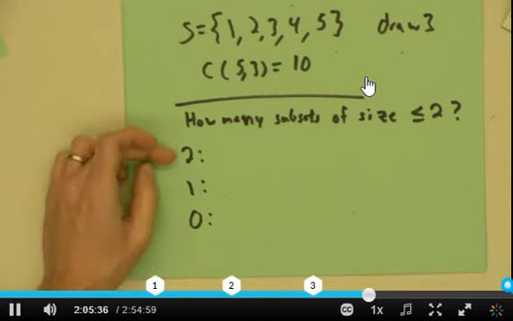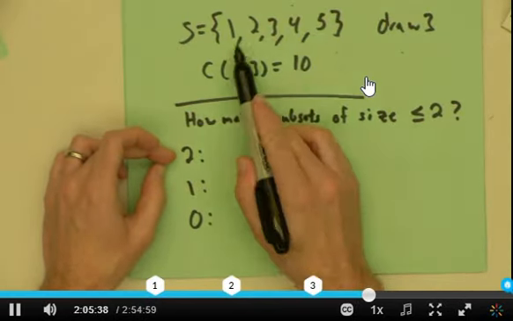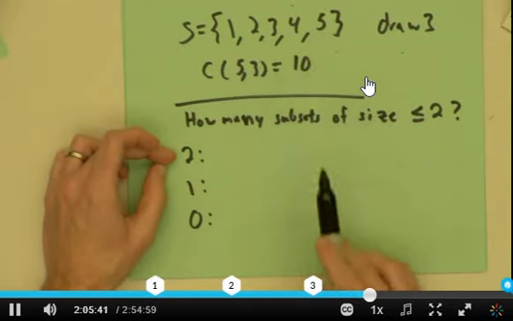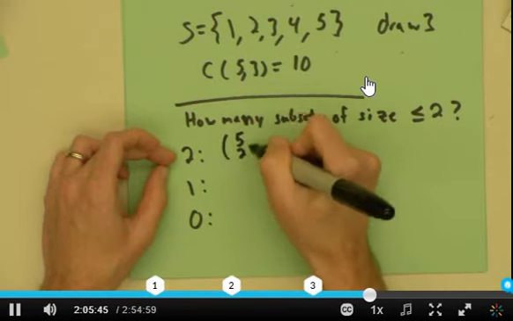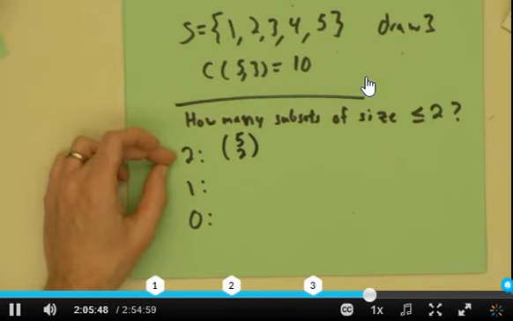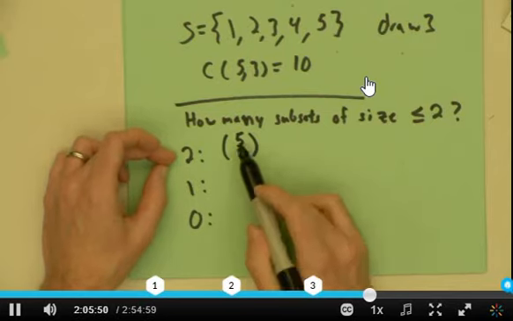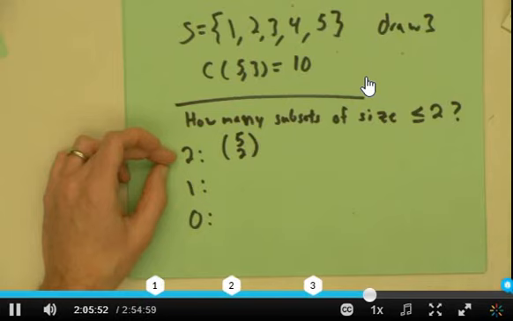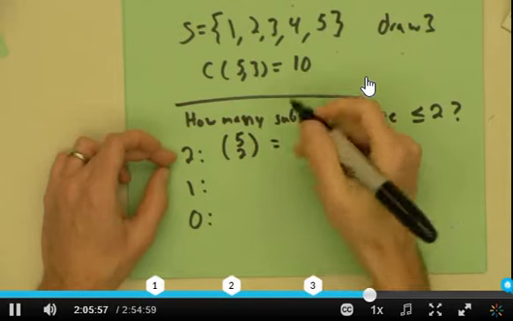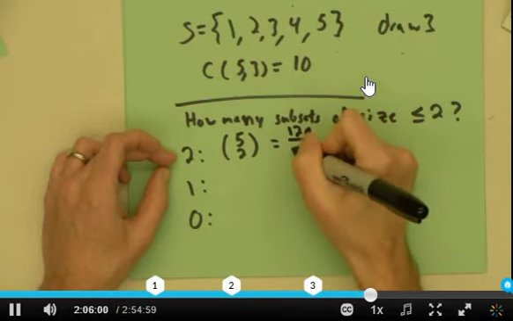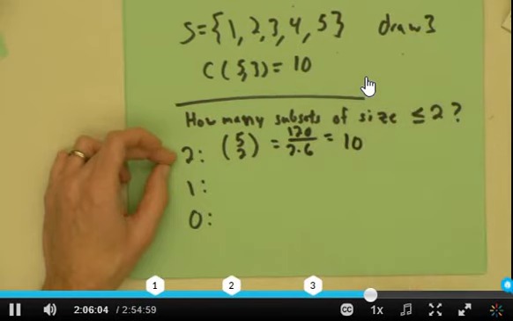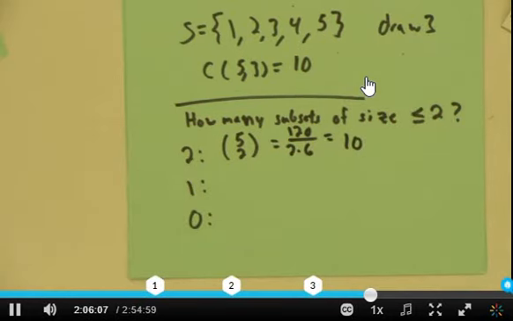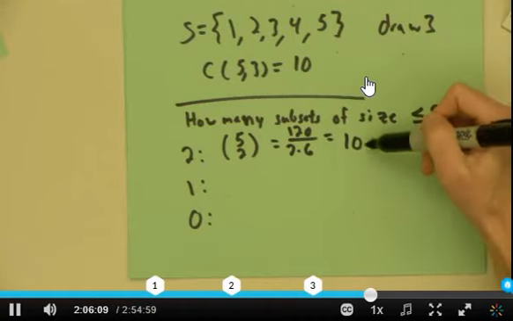So, how many subsets are there of size 2? Well, I have 5 elements to choose from, and I'm picking exactly 2 of them. So that's 5 choose 2. Now, if you multiplied all of that out, 5 factorial over 2 factorial, 3 factorial, that'd be 120 over 2 times 6, which is 120 over 12. So that's also 10.